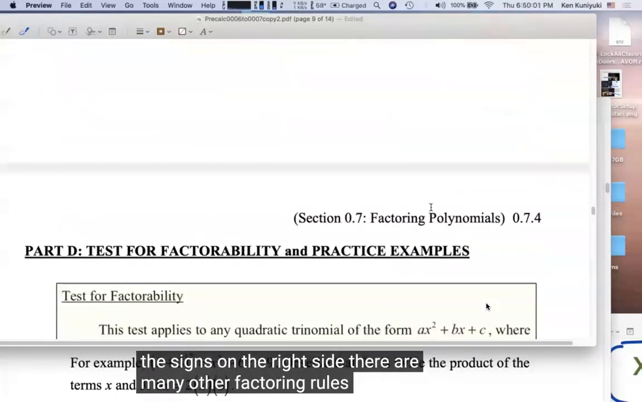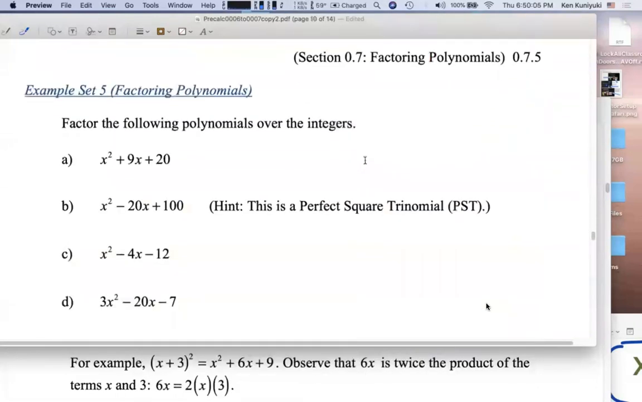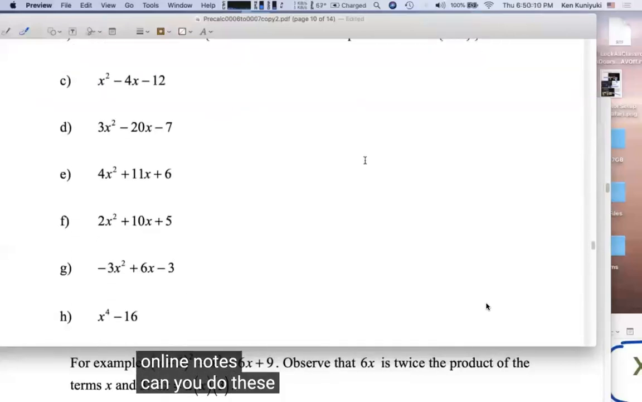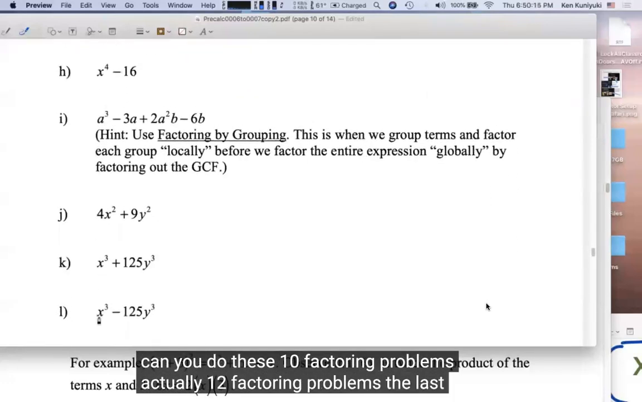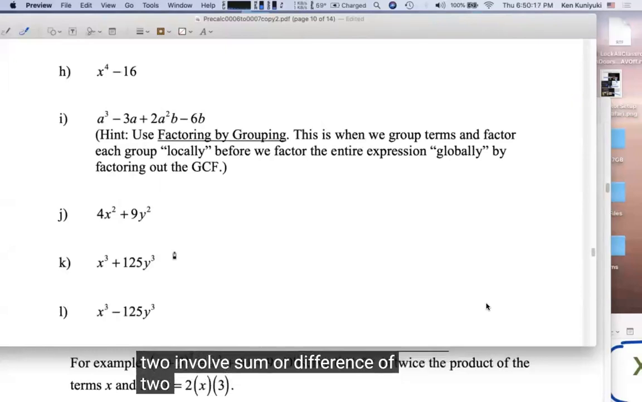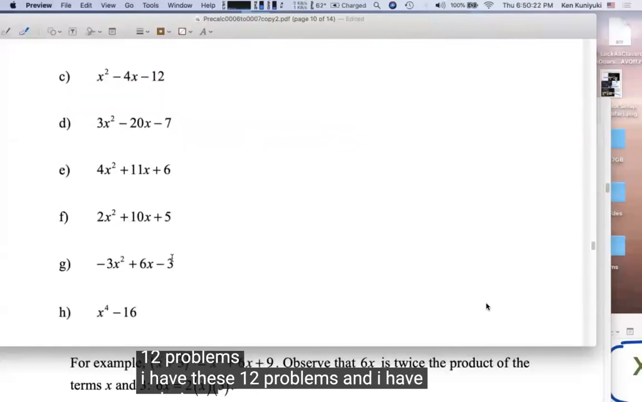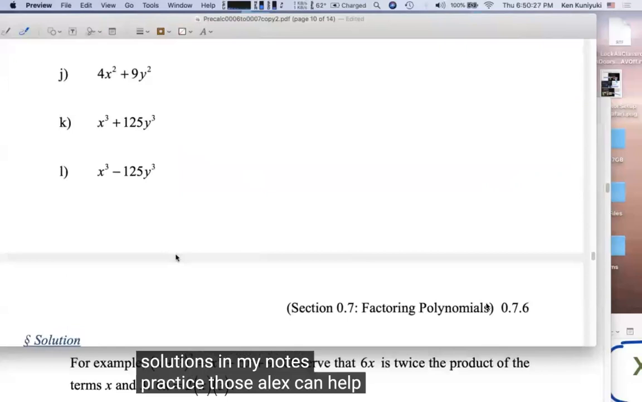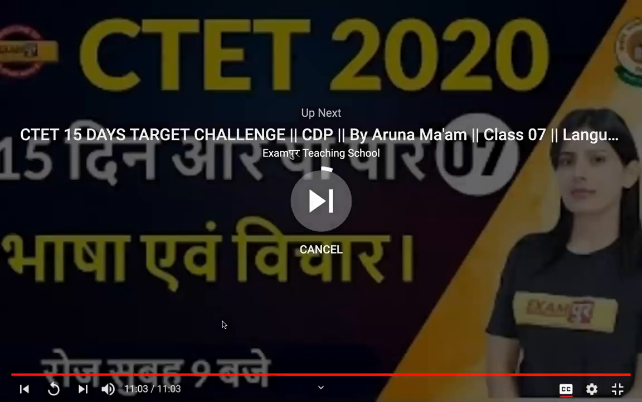There are many other factoring rules, and there's a handout I have. Okay, so review the handout. It's in my online notes. Can you do these 12 factoring problems? The last 2 involve sum or difference of 2 cubes, right? I have solutions in my notes. Practice those. Alex can help. That's not homework, but good to practice. Next, even more factoring, but that's for next week.